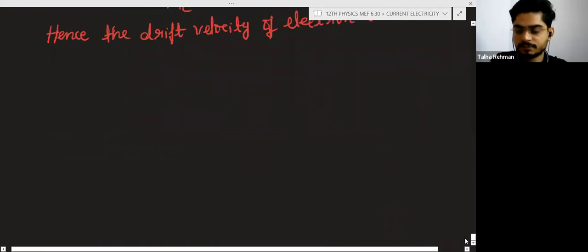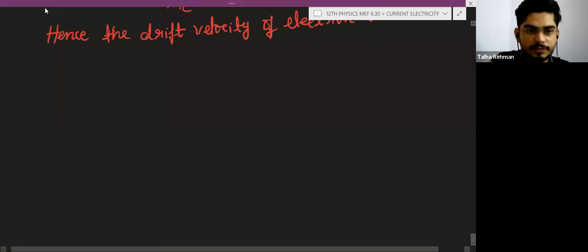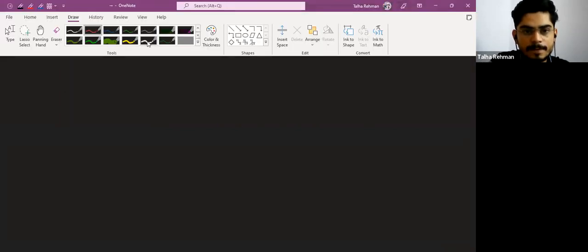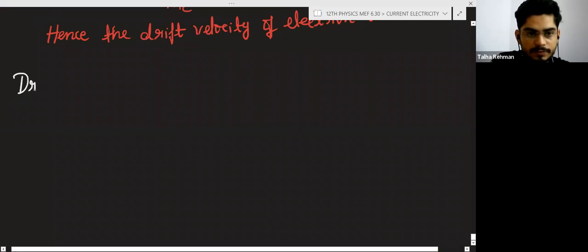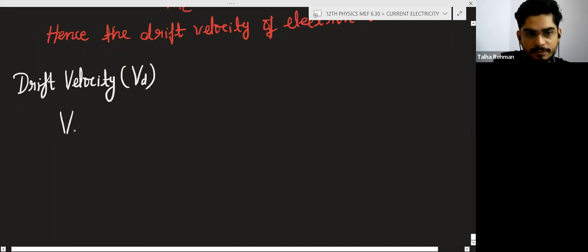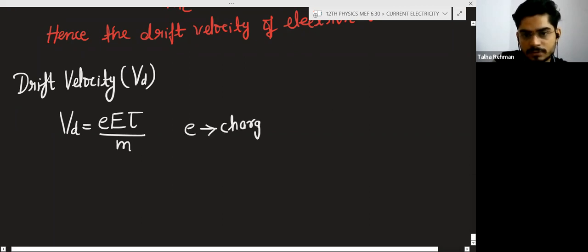Electric field. There is a velocity with which the electron moves known as the drift velocity, and we got the formula of drift velocity. The formula of drift velocity v_d is charge on electron into electric field into relaxation time divided by mass of electron. e is charge on electron.